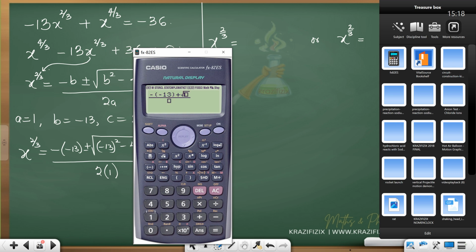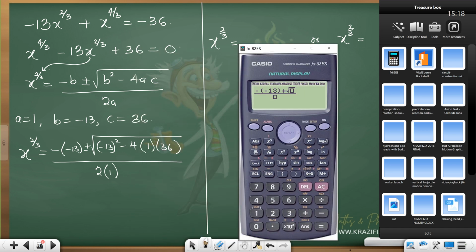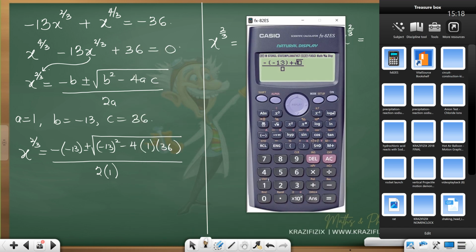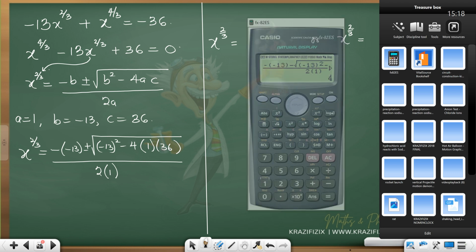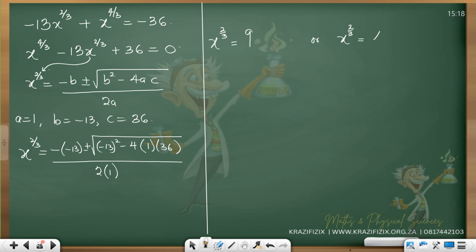Negative 13 plus the square root of negative 13 squared. Please put a bracket. That's where the error would come in. Minus 4 times 1 times 36, over 2 times 1. Check my answer. 9. Or if I make that negative, 4. So either 9 or 4.